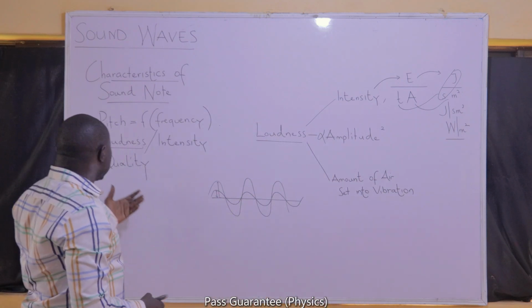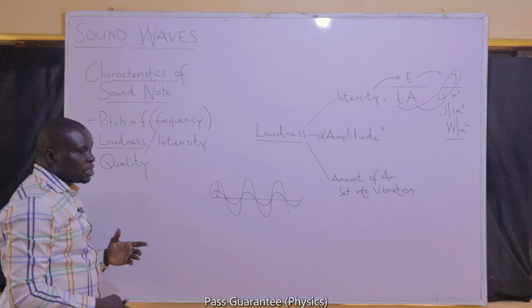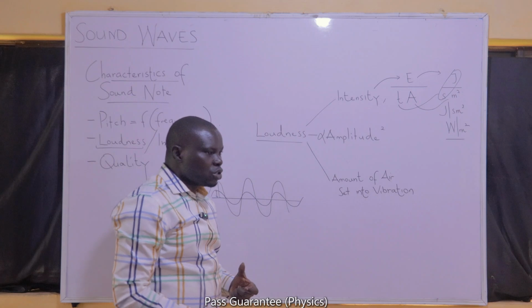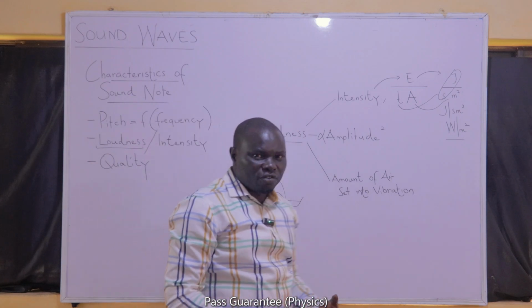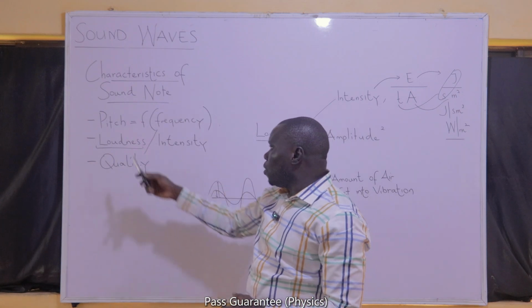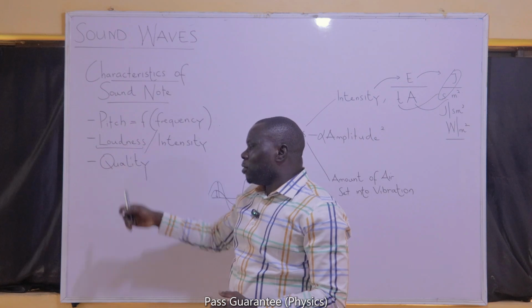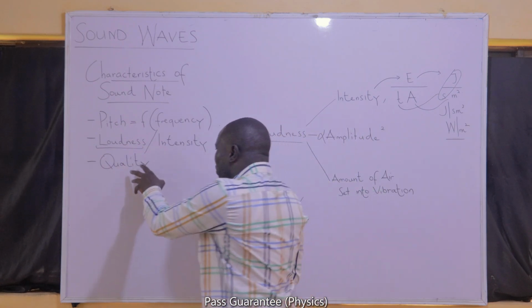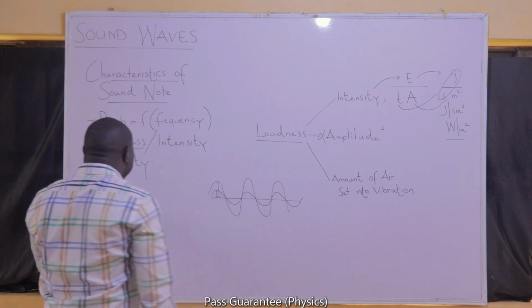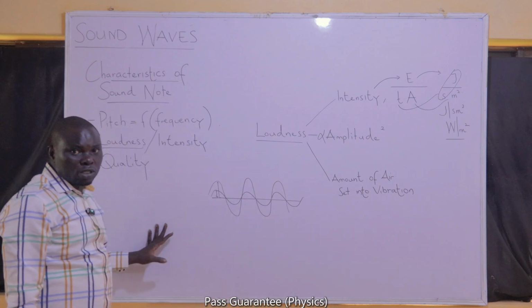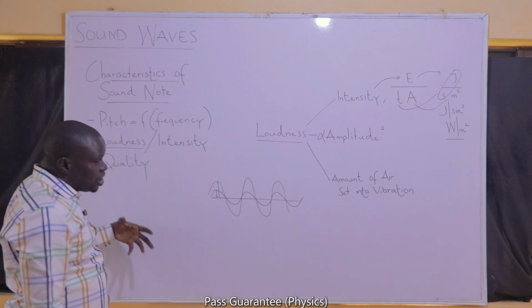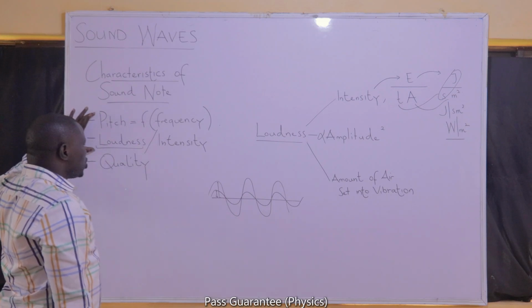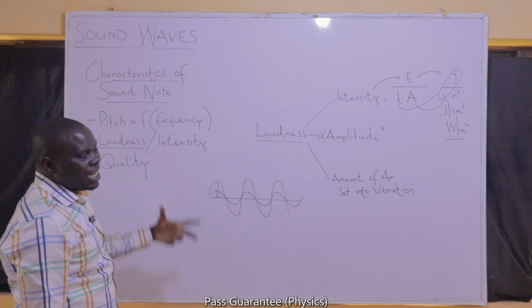The last property of a sound note is quality. Quality of a sound note is a property of the note which distinguishes it from another note of equal pitch and loudness but played by another instrument. I'll go over that again. Quality of a sound note is the property or the characteristics of a note which distinguishes that note from another note of the same pitch and loudness with it, but played by another instrument.